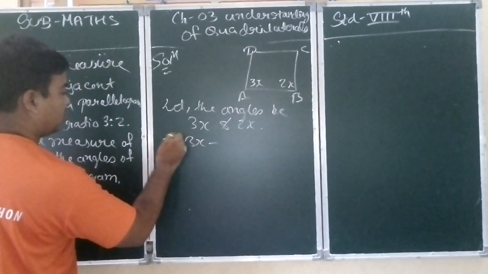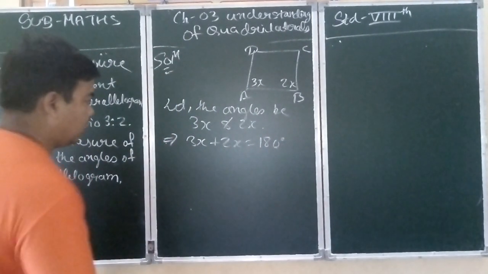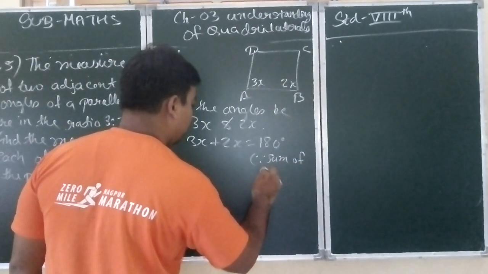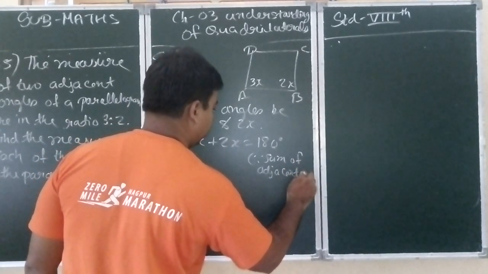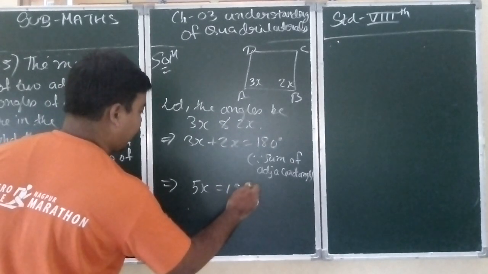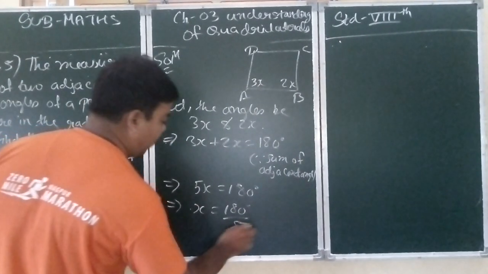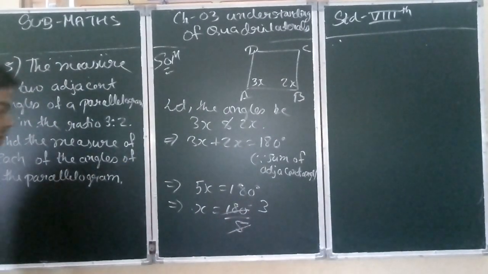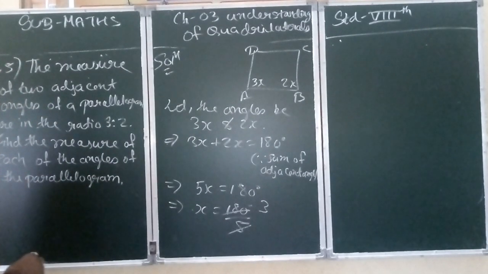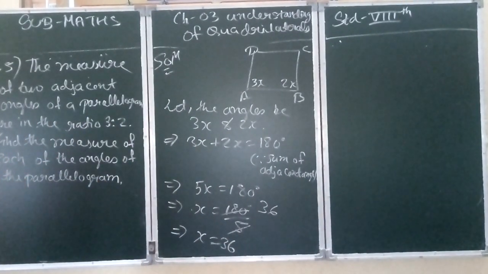So 3x plus 2x equal to 180 degree. This is called sum of adjacent angles. 3x plus 2x, 5x is equal to 180 degree. x equal to 180 degree divided by 5. So x value is 36.